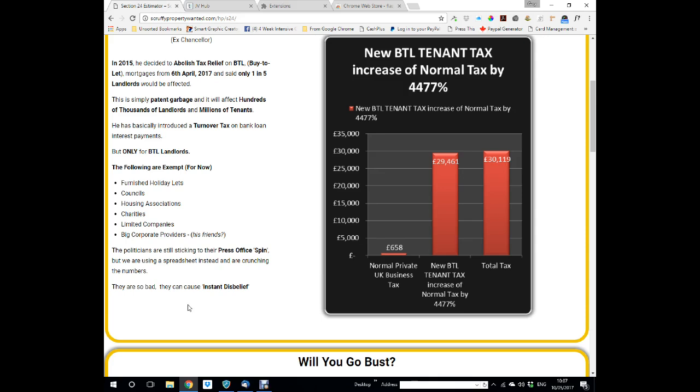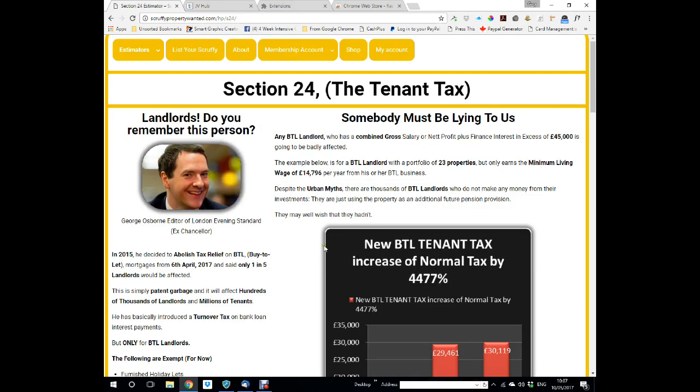When you look at the figures, when you do your calculations, in some instances it causes instant disbelief. So obviously somebody must be lying to us. So any buy-to-let landlord who has a combined gross salary or net profit plus your finance interest in excess of £45,000 is going to be badly affected.